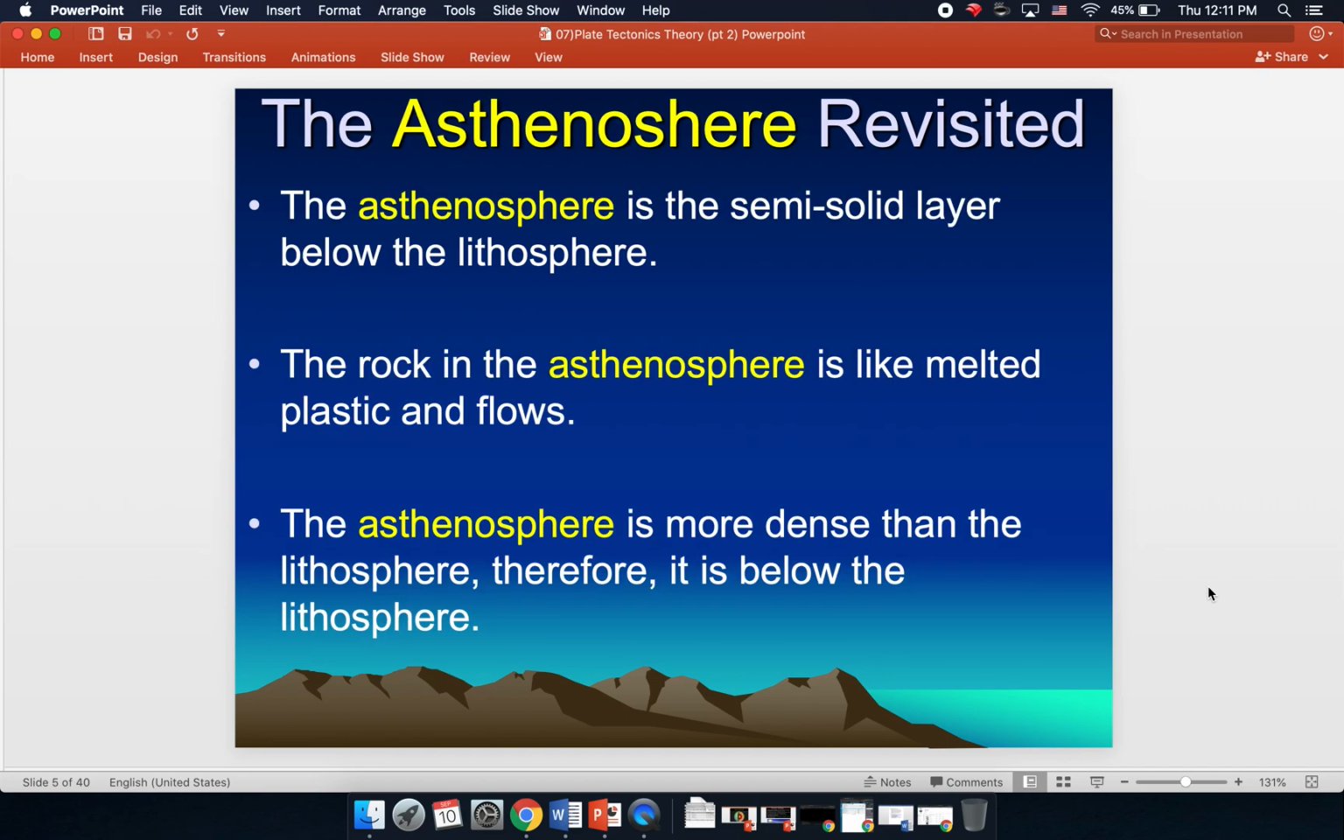Alright, now the asthenosphere, again, is that semi-solid layer below the lithosphere. The rock in the asthenosphere is melted. It's not totally liquid, but again, it's still not totally solid. We say that it's kind of plastic-like and can flow. The asthenosphere is more dense than the lithosphere. Therefore, like I was saying, it is below the lithosphere.